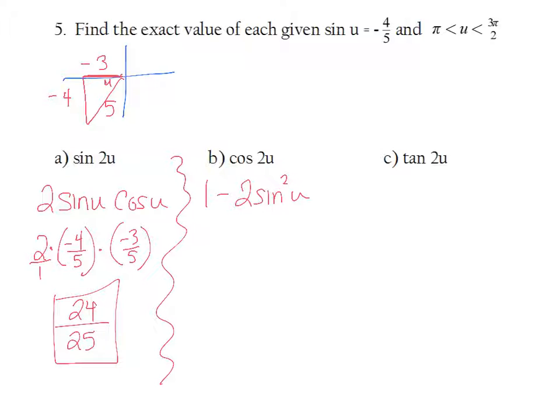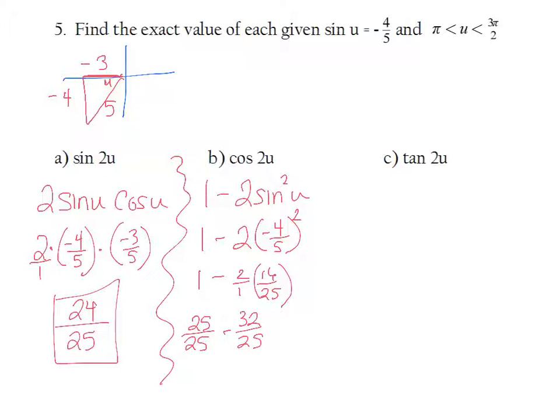Let's try that one. You're just going to take 1 minus 2 times the sine of u, which they actually gave us, negative 4/5, but I'm going to have to square that value, and then we'll simplify. 1 minus 2 over 1 times, if I square this, I get 16 over 25. I'm going to end up needing a common denominator, so I'm going to go ahead and write my 1 as 25 over 25 minus 32 over 25. My final answer, negative 7 over 25. And I should have gotten that regardless of which of the cosine identities I used.